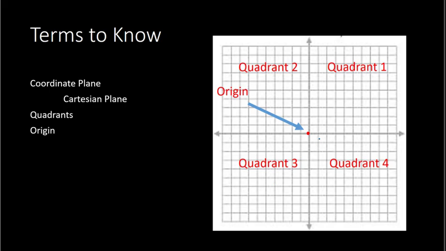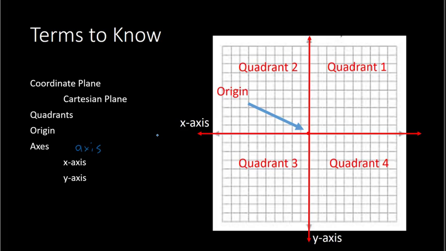Those horizontal and vertical lines are called axes, which is plural for the word axis, which is A-X-I-S. So we have two different axes, one that goes left to right, and that is called your x-axis. So that would be right here, this line. And then you have the y-axis, which is the one that goes up and down like this.